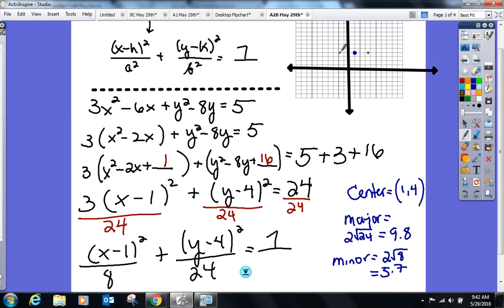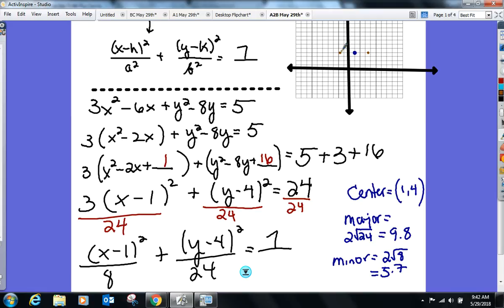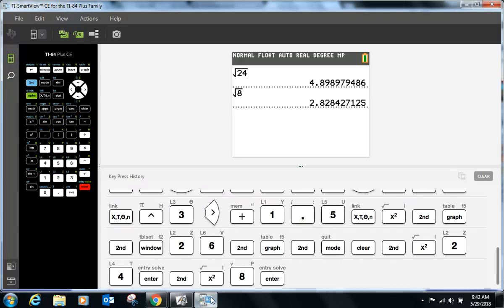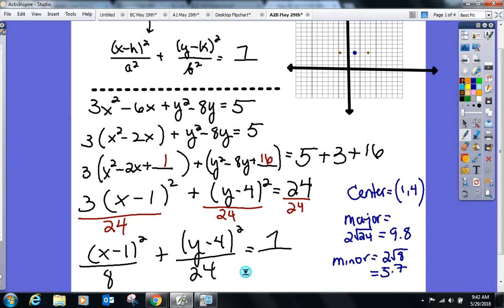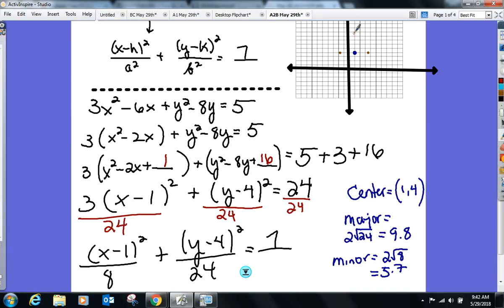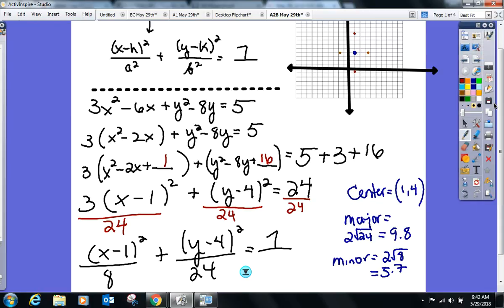1, 2.8. Okay, and then above and below, how many are you going? About 4, what do we say, about 4.9? About 4.9 above and below. 1, 2, 3, 4, almost 5. And then there's our ellipse for this one.